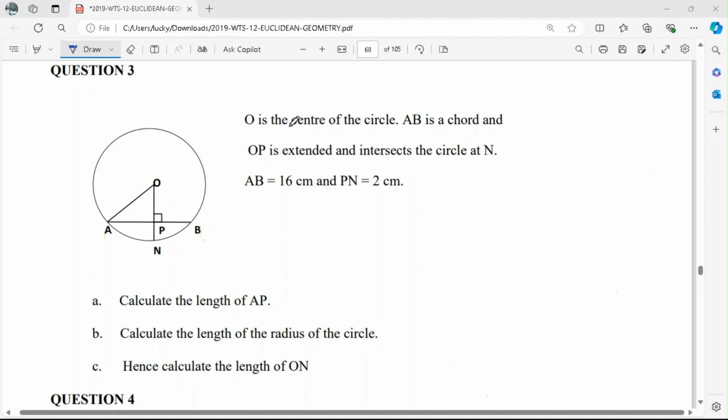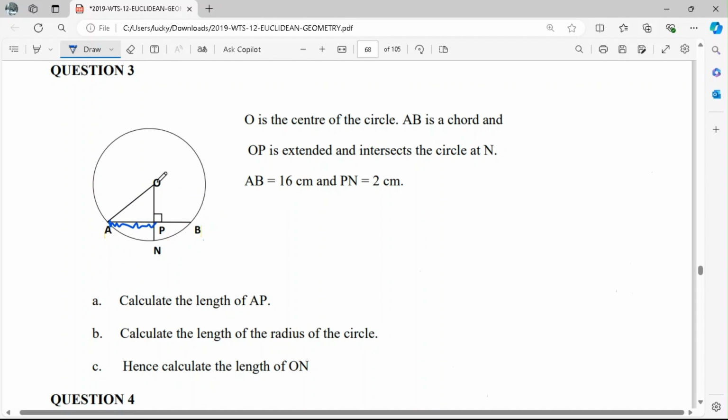Okay, so O is the center of the circle, AB is a chord, and OP is extended and intersects the circle at N. AB is 16 centimeters, PN is 2 centimeters. The first question: determine the length of AP. Calculate the length of AP. So this length right here, A to P, they want that length.